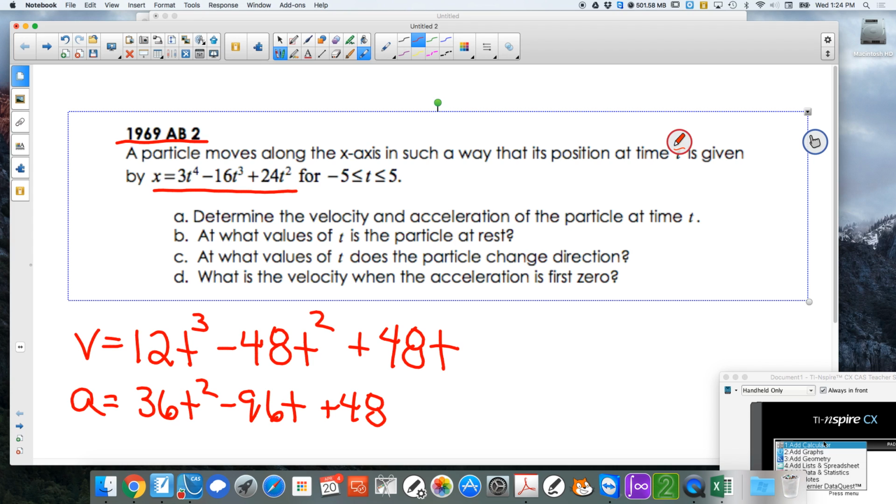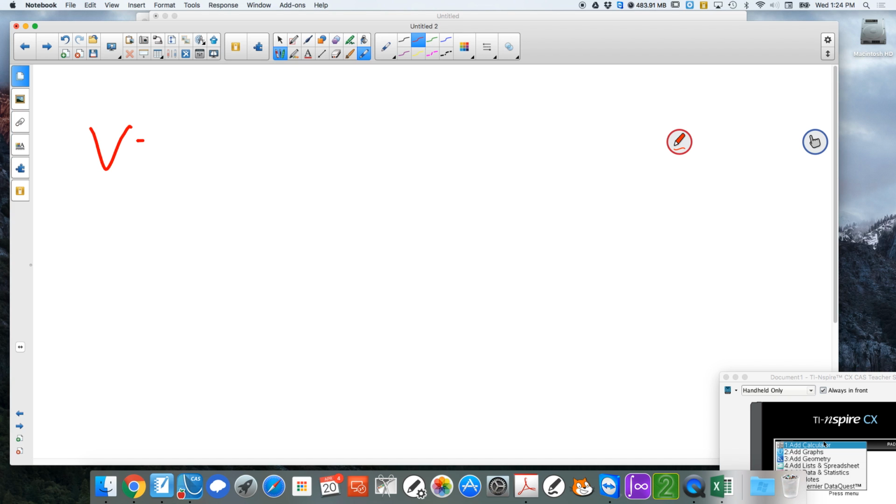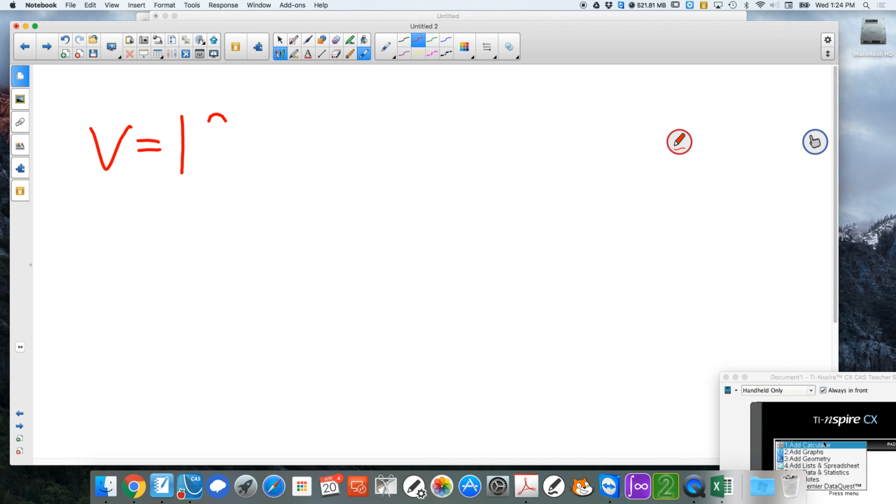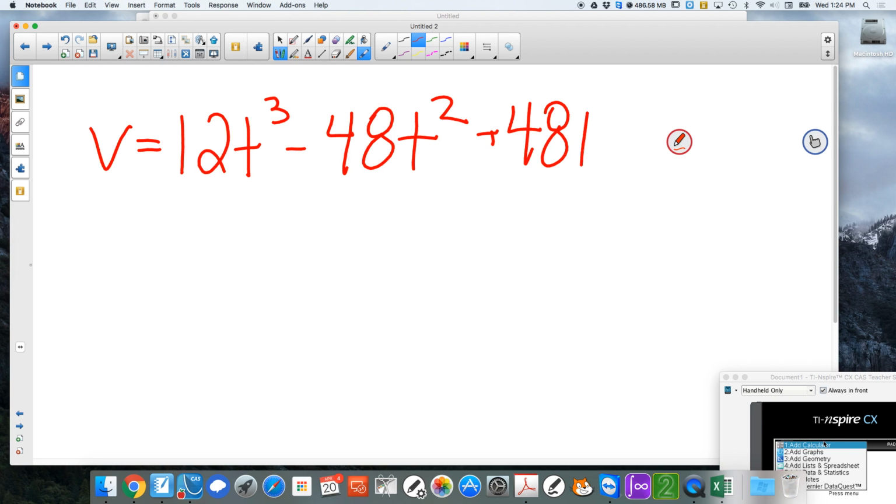So let's see if we can solve this one algebraically. I don't know if we can. Let's give it a shot. I'm going to write this equation down. V equals, what was it? 12t to the third minus 48t squared plus 48t. So we're going to set that equal to 0.